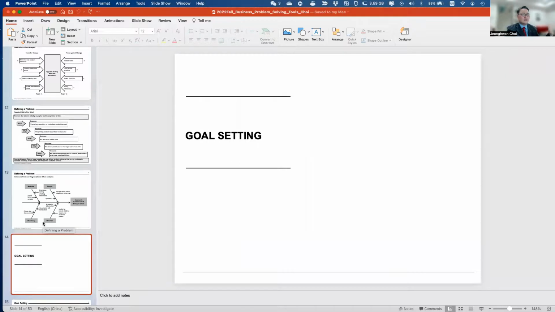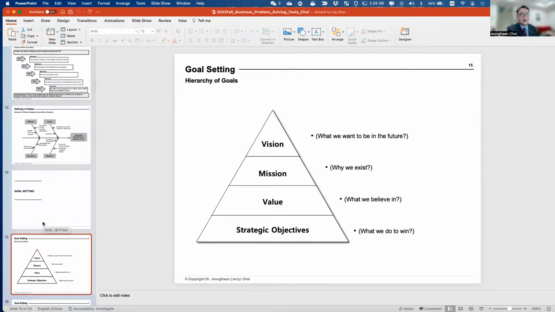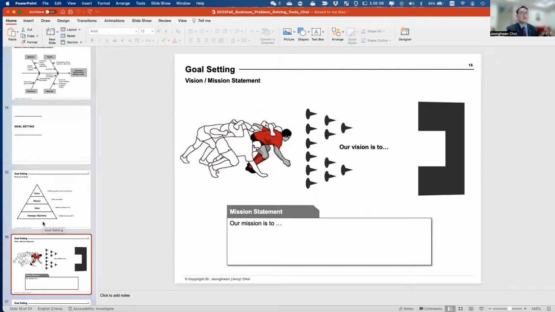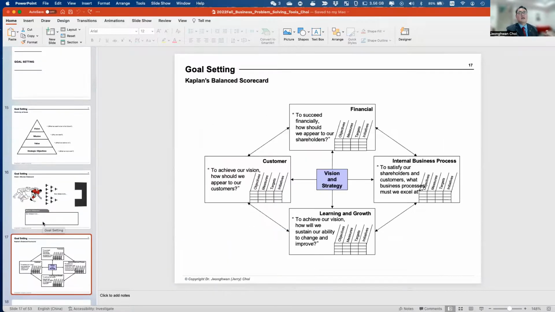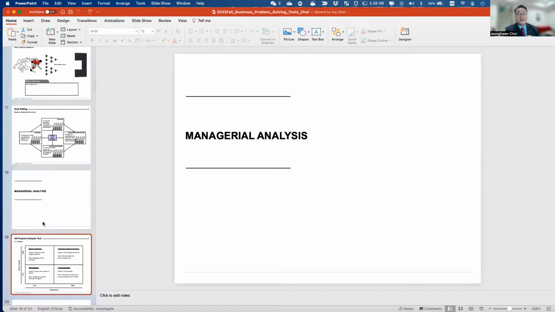And absolutely, to solve the problem, we must set goals, and in goal setting there must be a hierarchy of goals. There is vision and mission statement writing, and then Kaplan's BSC. And there is managerial analysis, external analysis, and internal analysis.